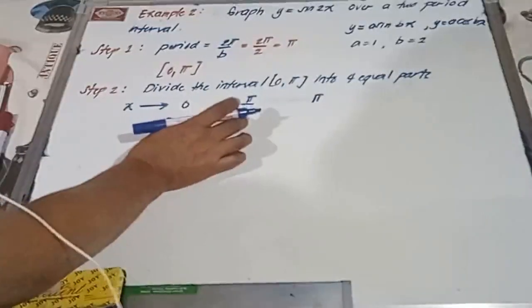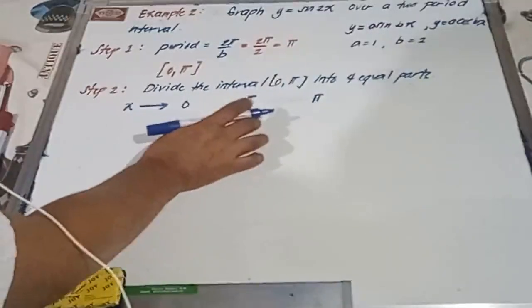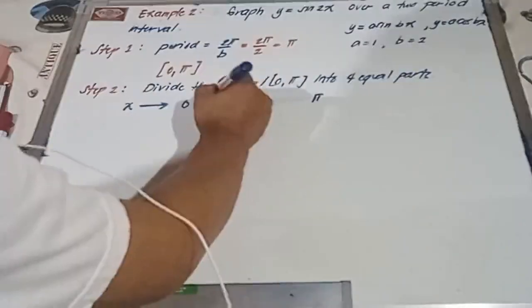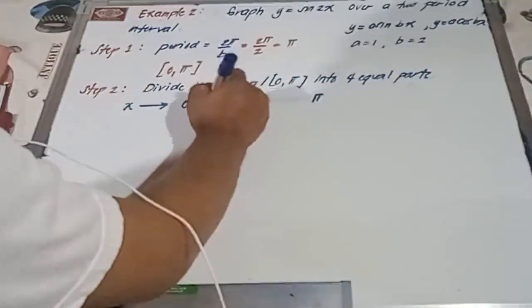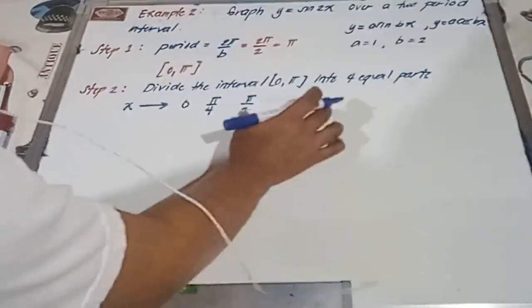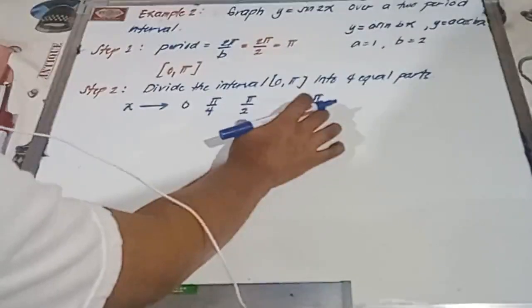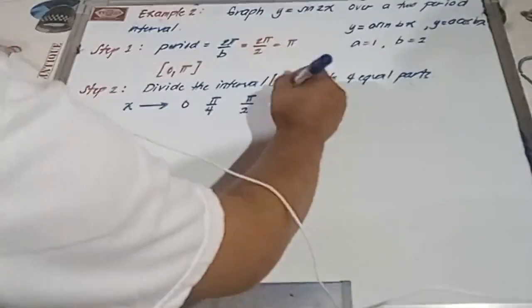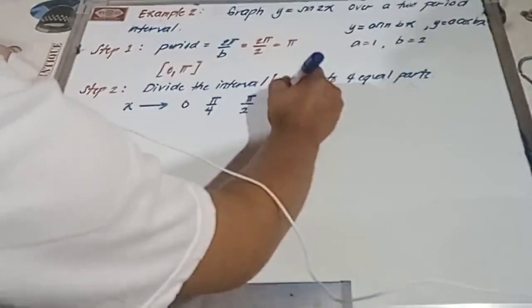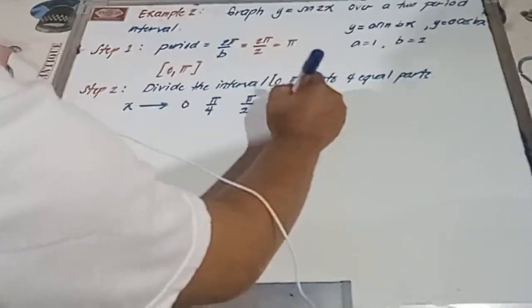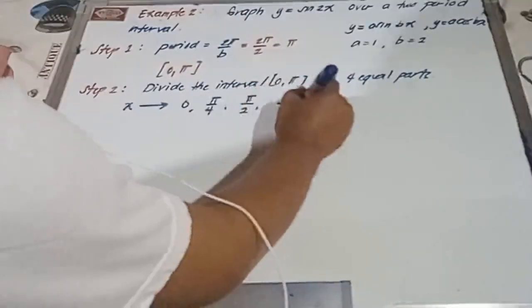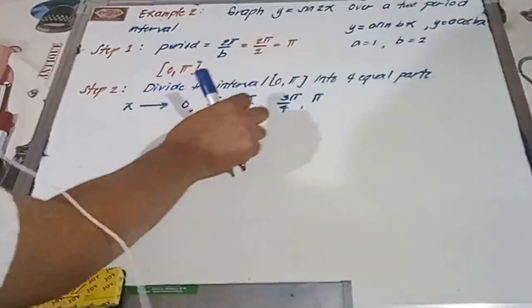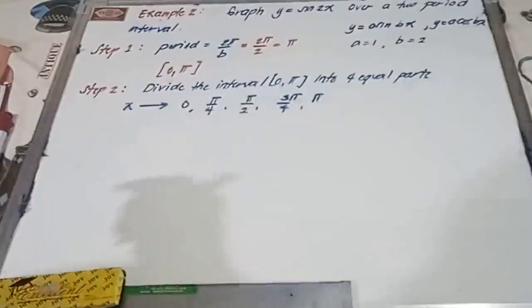Tapos, kunin natin yung gitna nito. 0 plus pi over 2 divided by 2 is pi over 4. Yung gitna nito is pi over 2 plus pi is 3 pi over 2 divided by 2, 3 pi over 4. So, nahati ko na. Okay? Nahati ko na into 4 equal parts. 1, 2, 3, 4. Okay?